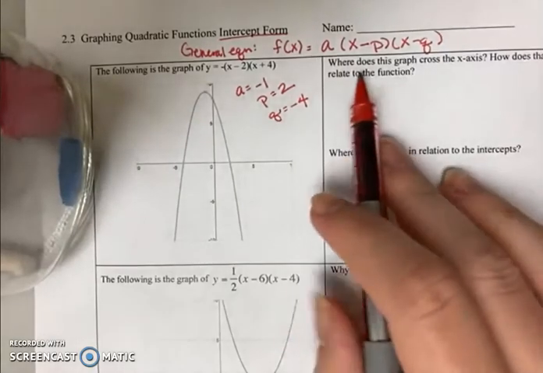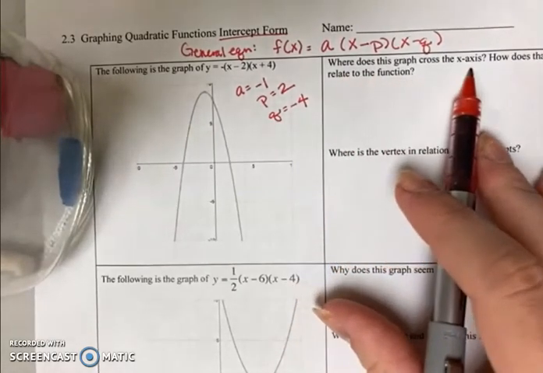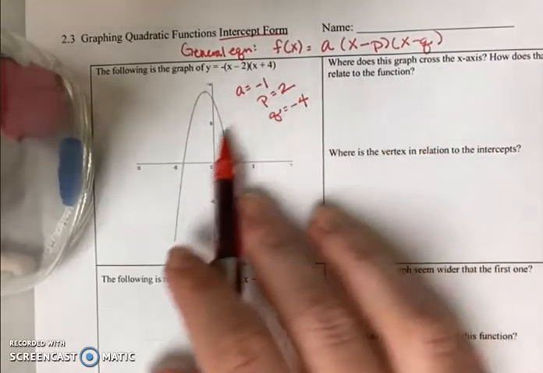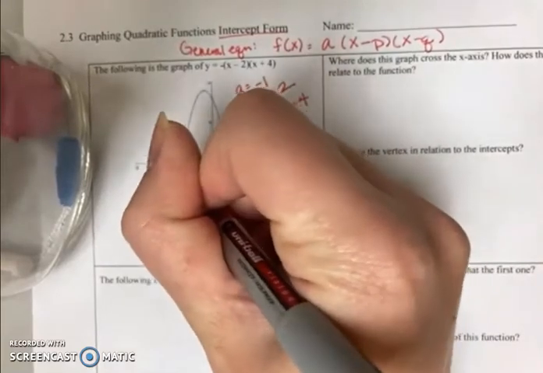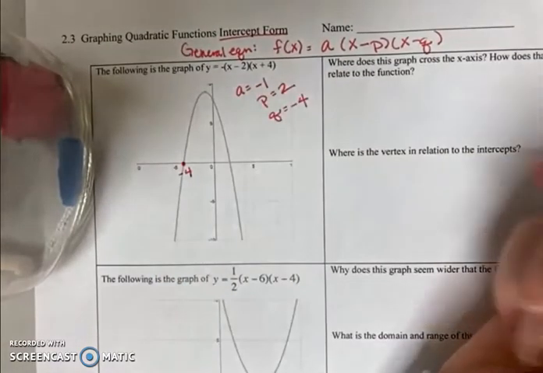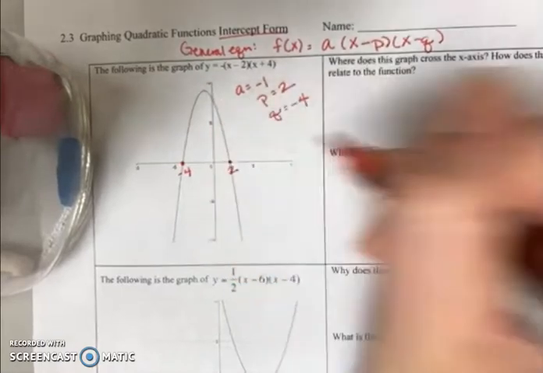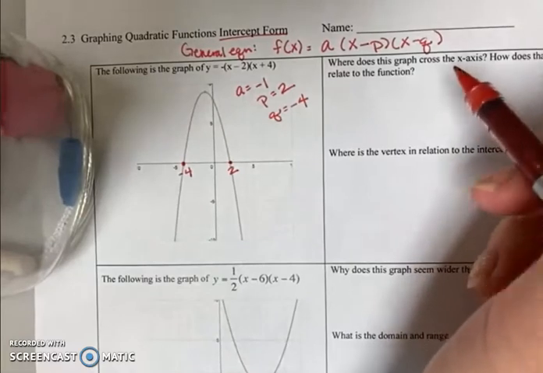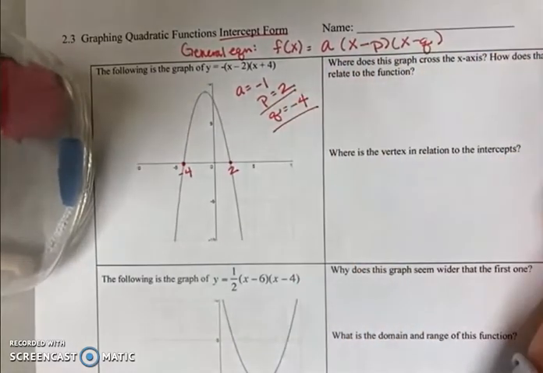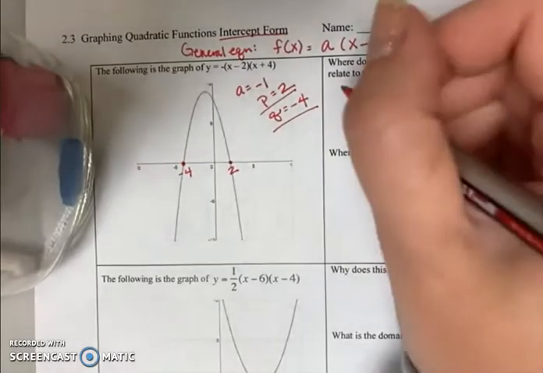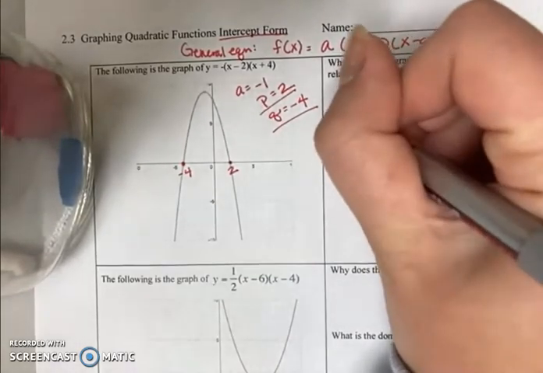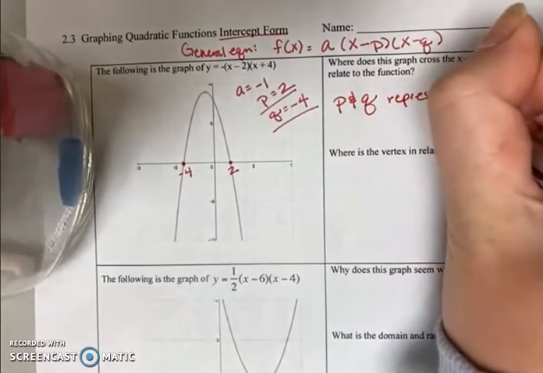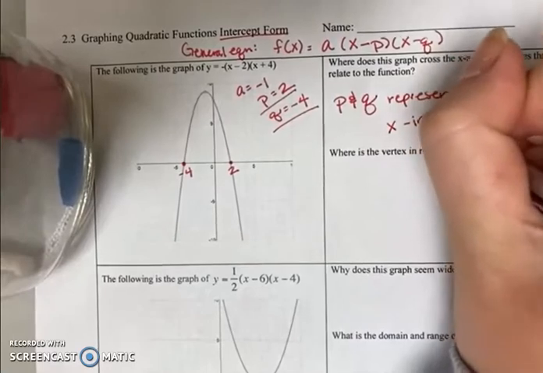The first question asks, where does this graph cross the x-axis and how does that relate to the function? Well, if I take a look at the graph, I can see that there's an x-intercept at negative 4, and there's also an x-intercept at 2. How does that relate to the function? Well, 2 and 4 were the p and q values. So what I want you to write here is that p and q represent x-intercepts.